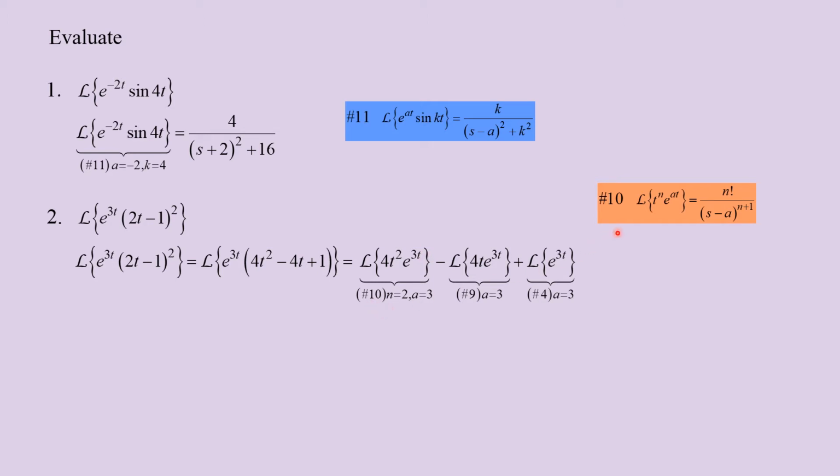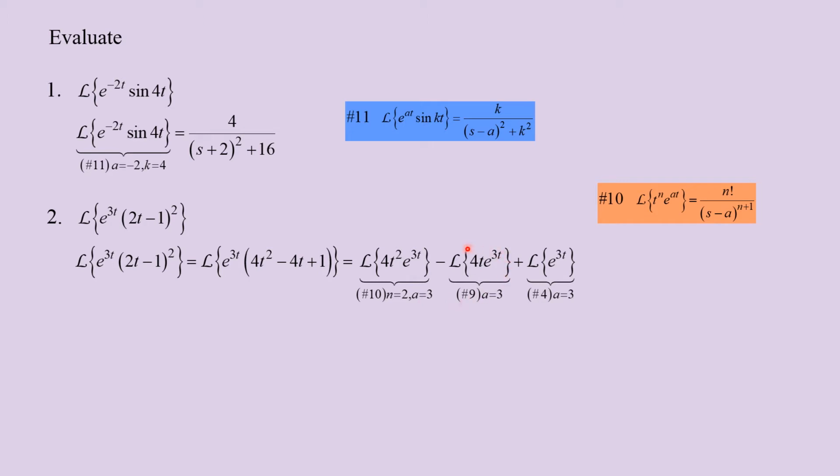Laplace transform of t to the power of n times e to the power of at equals n factorial divided by (s minus a) to the power of n plus 1. So to apply formula number 10, we have to find out what is the value of n and what is the value of a that's given in this part of the problem. So it seems that n is equal to 2 and a is equal to 3.